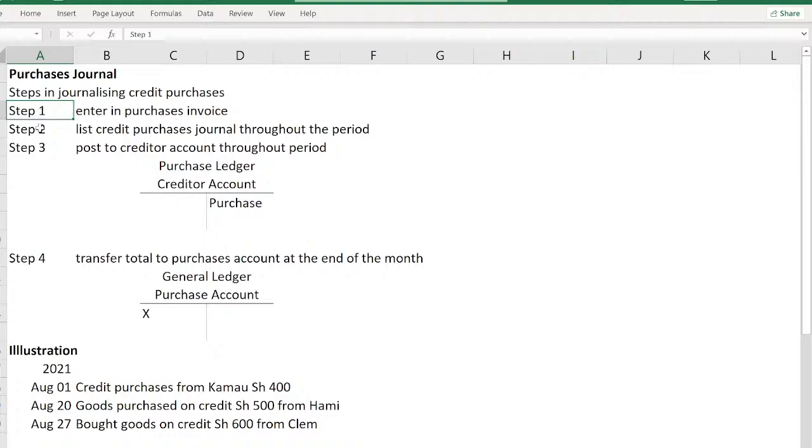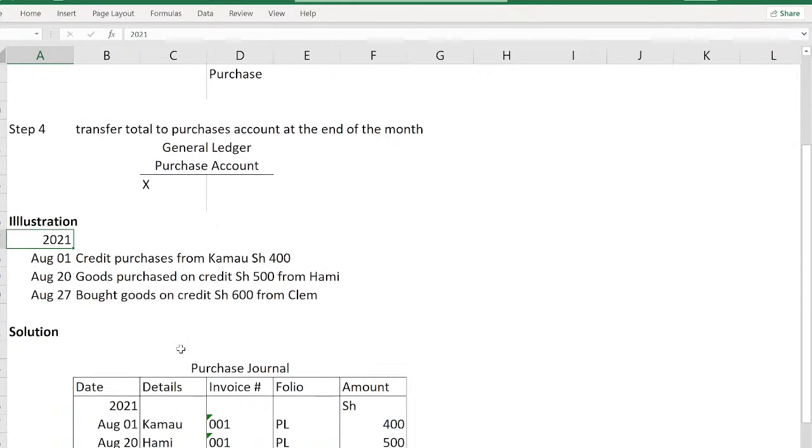Step 2, you list credit purchases in the journal throughout the period. Step 3, you post to the creditor account throughout the period. So you have the purchase ledger or the purchase account, you have the creditor account. So we are going to credit the creditor. Then step 4, we transfer this total to the purchases account at the end of the month. So in our general ledger, we are going to debit the total, as you can see.